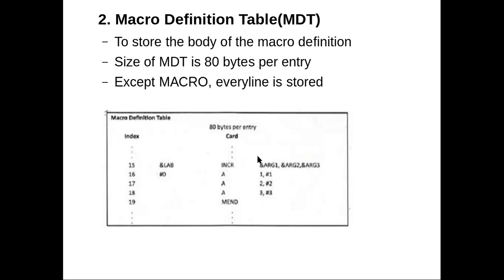So we are talking about the second database, the macro definition table. It tells us the structure of the macro definition table. It is used to store the macro definition, and the size is 80 bytes per entry. When we are storing the macro definition, there is no need to store the pseudo opcode MACRO. Only the remaining lines need to be stored, and when storing, the dummy arguments have to be replaced by index markers.